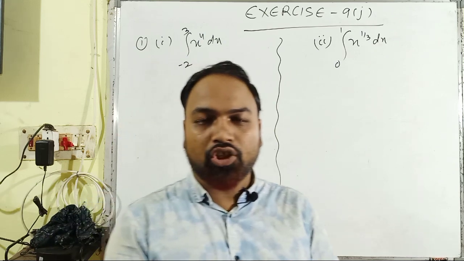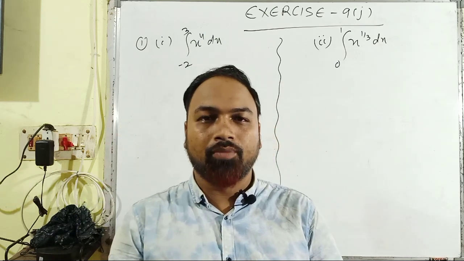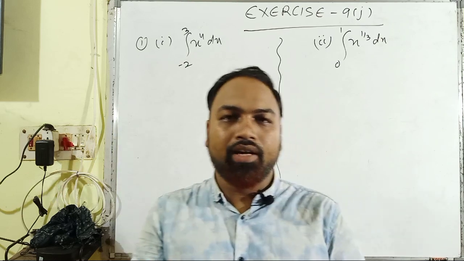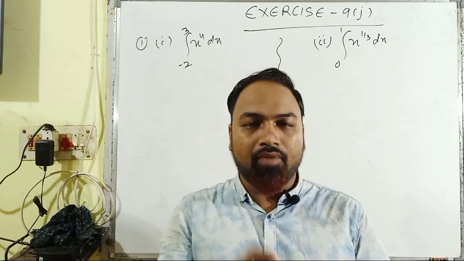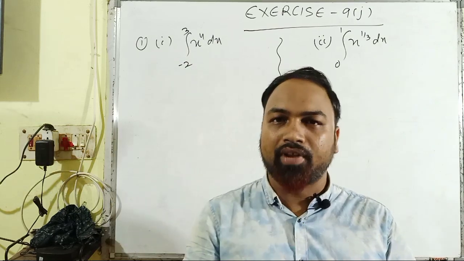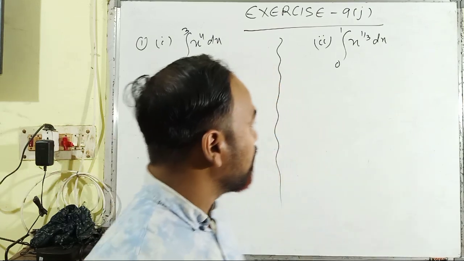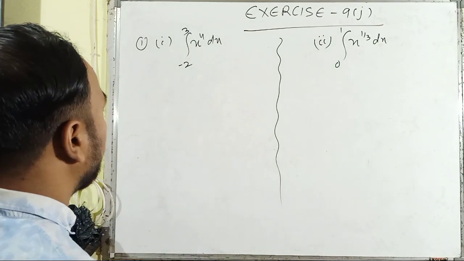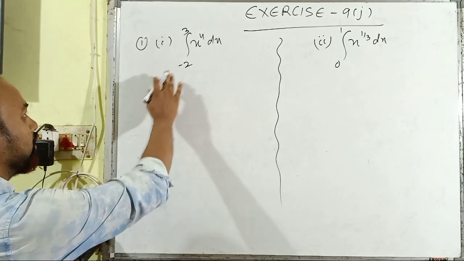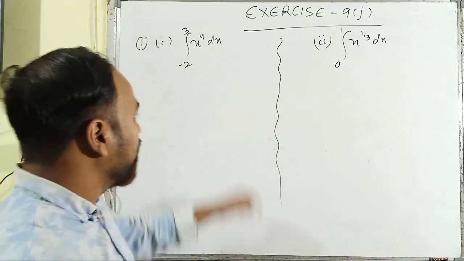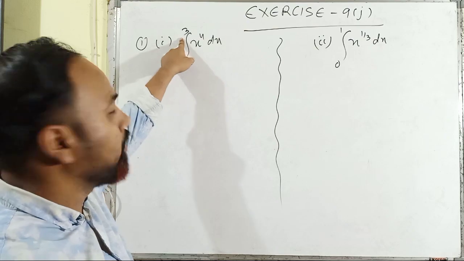In this particular session, we are going to discuss some of the problems of number 1 of exercise 9J. We have already discussed integration, definite integral by substitution method, and some of the basic problems based upon the definite integrals. Let us discuss some of the problems. Here is the first bit of number 1, and it asks us to find the definite integral of x to the power 4 with respect to x from the lower limit -2 to the upper limit 3.